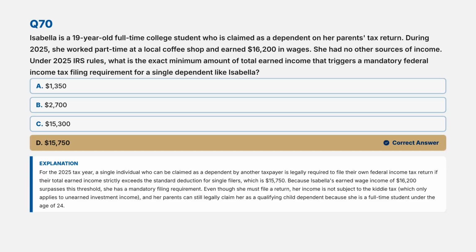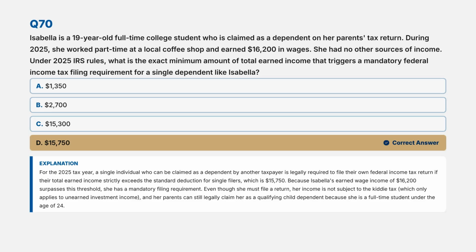$15,750. For the 2025 tax year, a single individual who can be claimed as a dependent by another taxpayer is legally required to file their own federal income tax return if their total earned income strictly exceeds the standard deduction for single filers, which is $15,750. Because Isabella's earned wage income of $16,200 surpasses this threshold, she has a mandatory filing requirement.